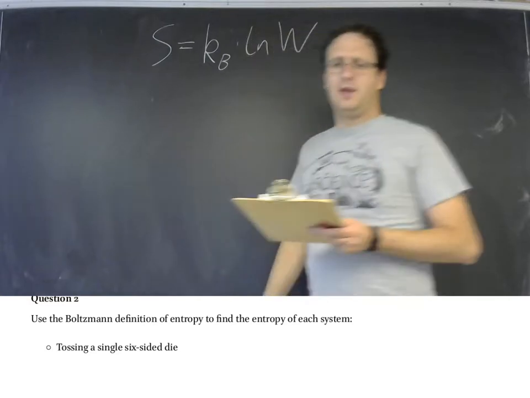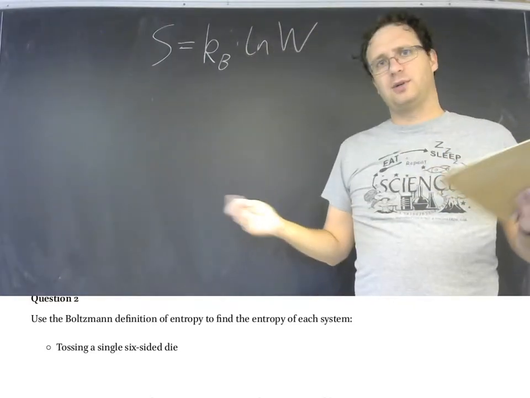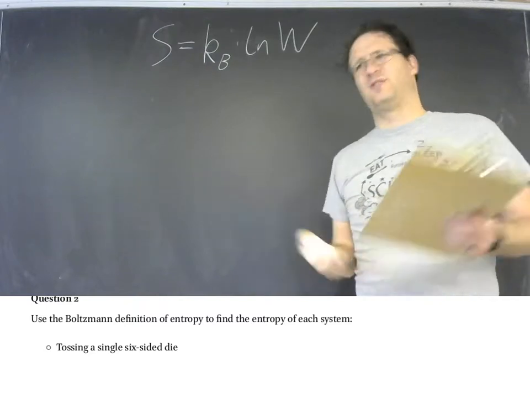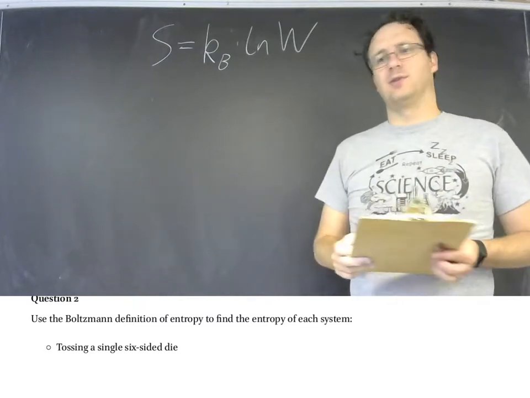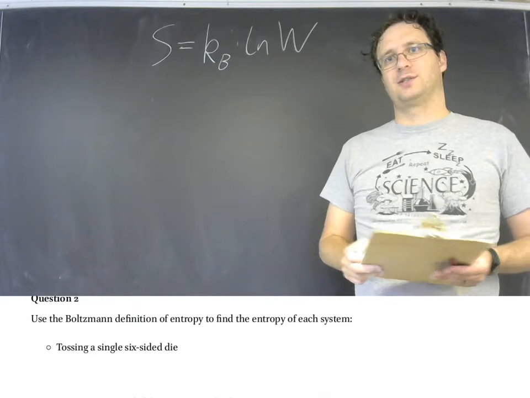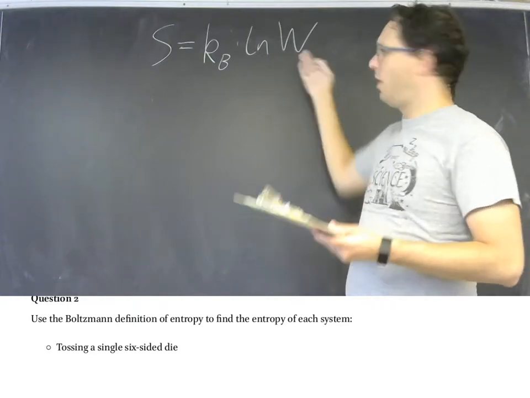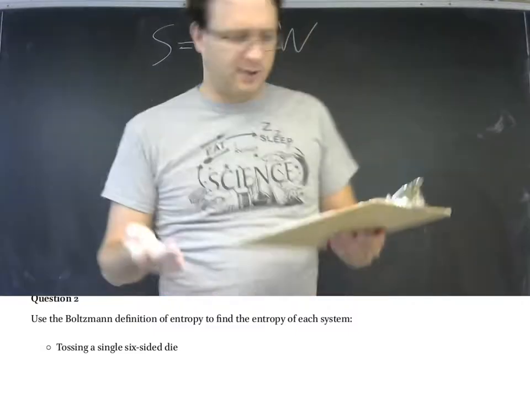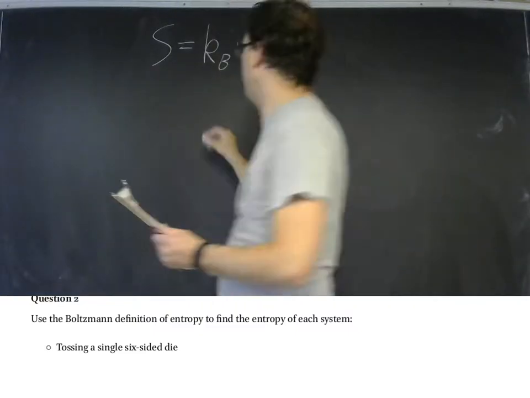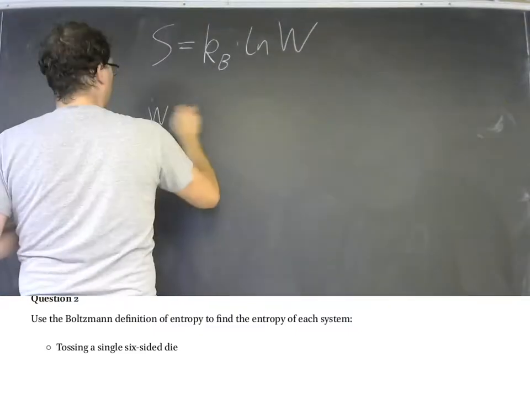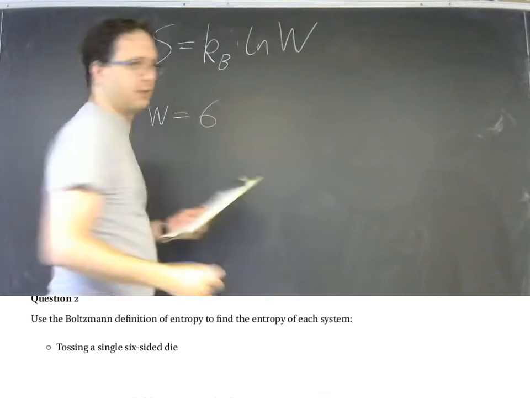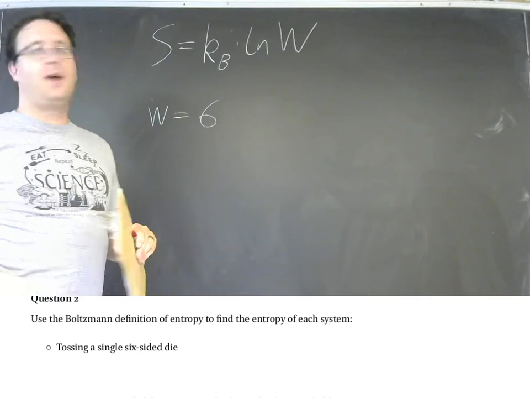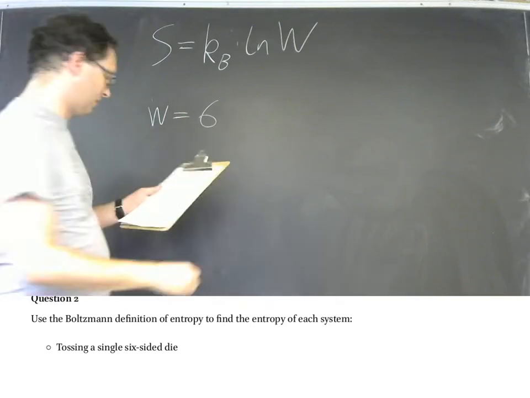And we're going to call W the number of microstates. And you can get more sophisticated about defining W later on if you go on to take 3610. But we'll call it the number of microstates. And so this first one, tossing a 6-sided die, W is going to equal 6. You can roll a 1, a 2, a 3, a 4, a 5, or a 6, and those are the only available microstates in that system.